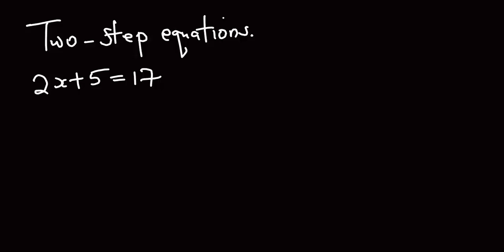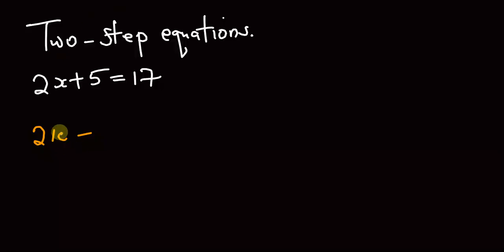To solve two-step equations isn't hard. We simply undo the operations one at a time using inverse operations. Let's solve our first example together. We'll start by making 2x the subject. So we will have 2x is equal to 17.